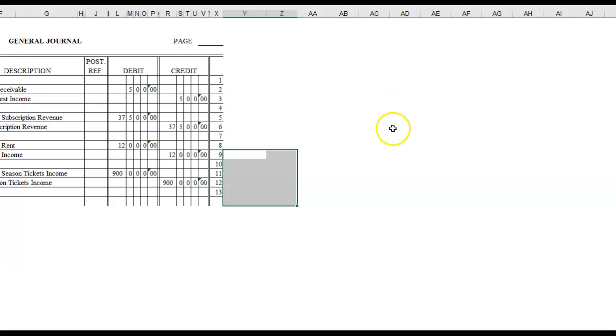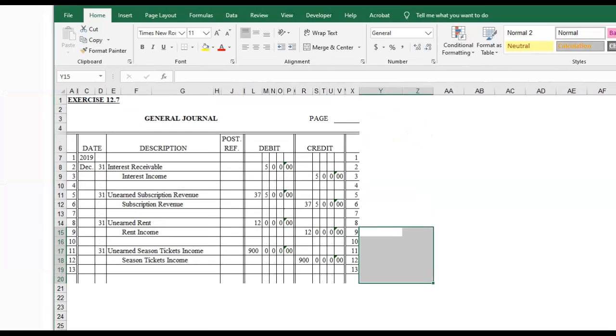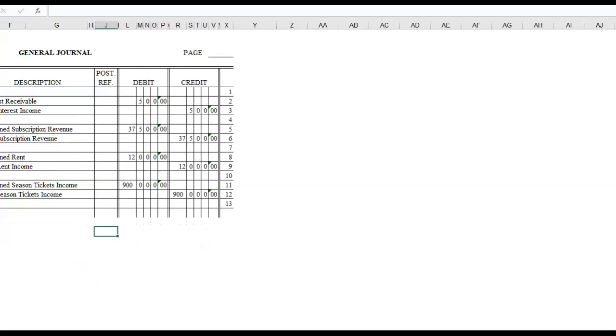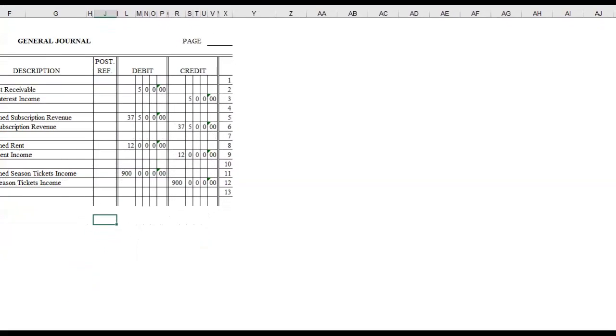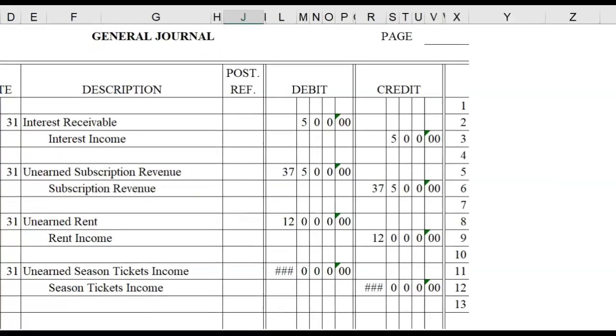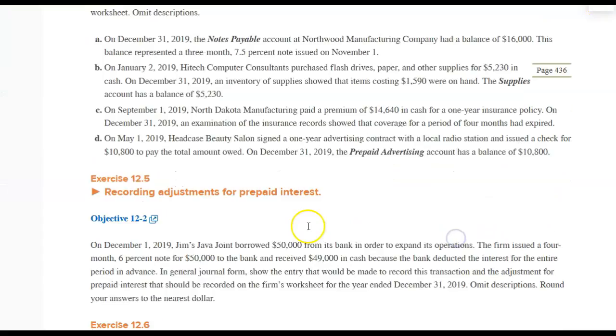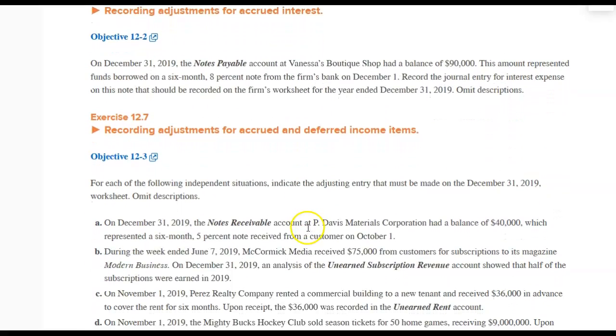Ah, 12.7. I forgot that I went all the way to 12.7. What did we do here on 12.7? Oh, these are the deferred adjusting entries. We should probably do those. Okay. Let's move on to 12.7, accrued and deferred adjustments.